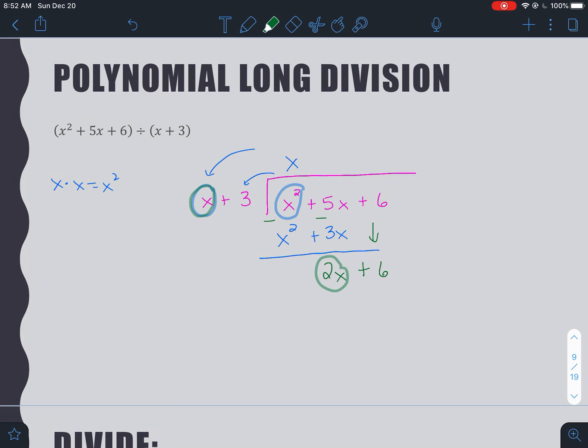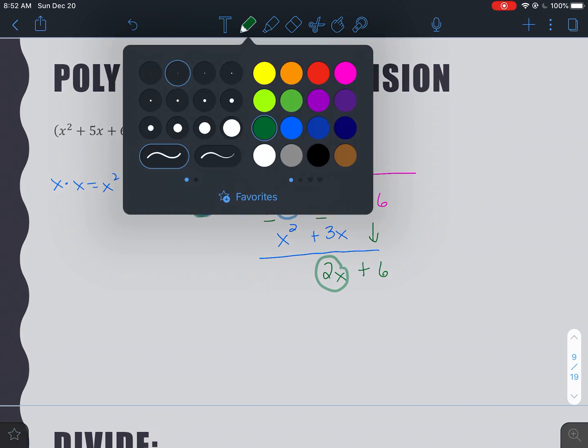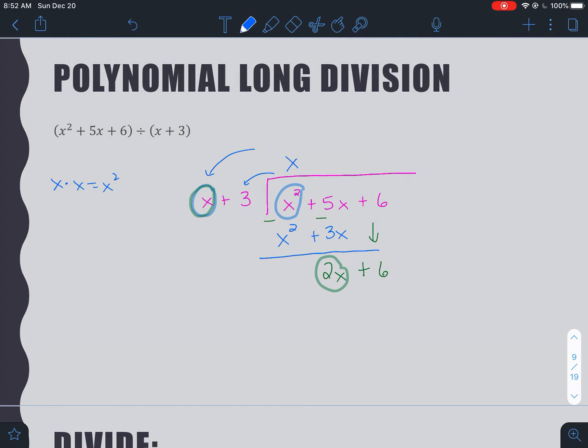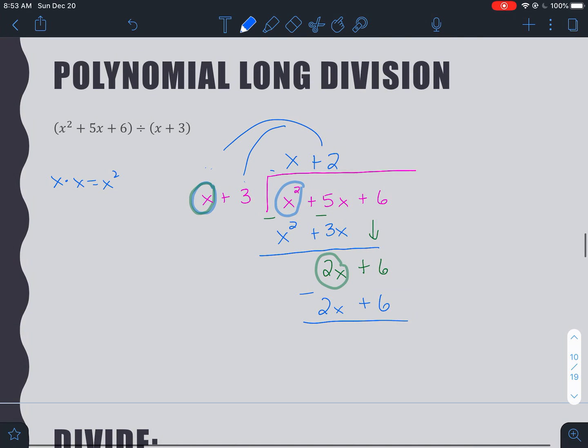So now we're going to do the same thing. x times what would give me the 2x, right? Well, that would have to be 2. So x times 2, and then we're going to distribute again. So we're going to take that and multiply it. So 2 times x and 2 times 3. So 2 times x is 2x. 2 times 3 is 6.